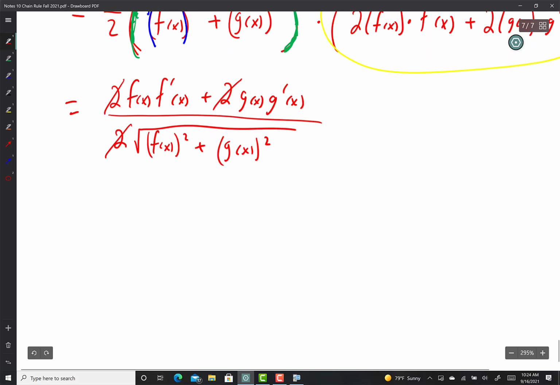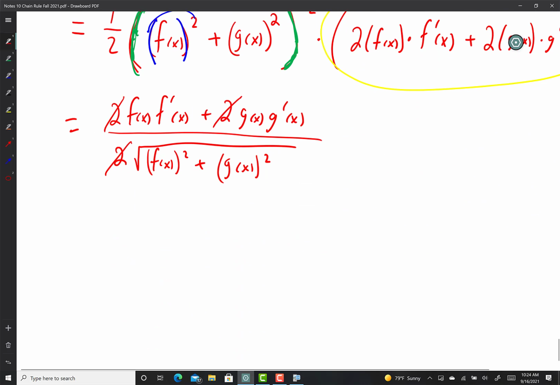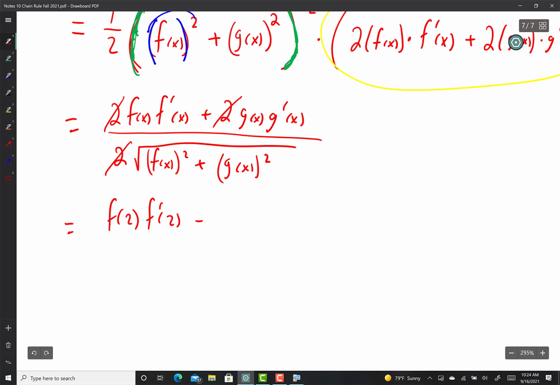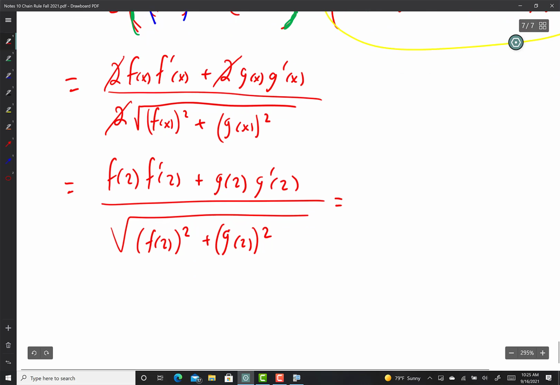So here we go. Now we're going to evaluate it. Evaluate it at what x value? 2. So I'm going to write first f of 2, f prime of 2, plus g of 2, g prime of 2, over square root of f of 2 squared plus g of 2 squared. All right, you guys tell me what those numbers are. What's f of 2?